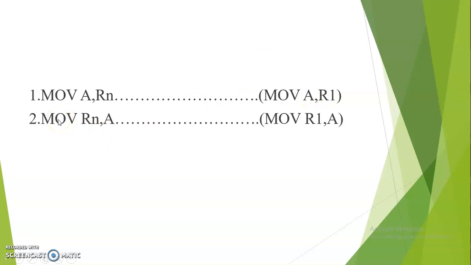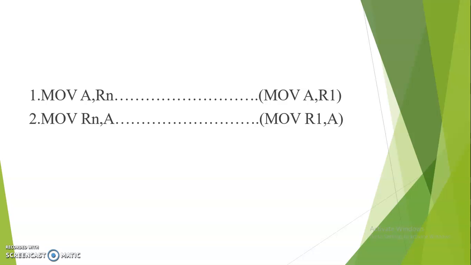Now the second combination is the reverse of the first one, that is MOV Rn, A, and the example I have written is MOV R1, A. This instruction will copy the contents of the accumulator, which is the source, to the register Rn of the selected register bank. The example MOV R1, A will copy the contents of the accumulator to register R1 of the selected register bank. So these two are the combinations of the MOV instruction.